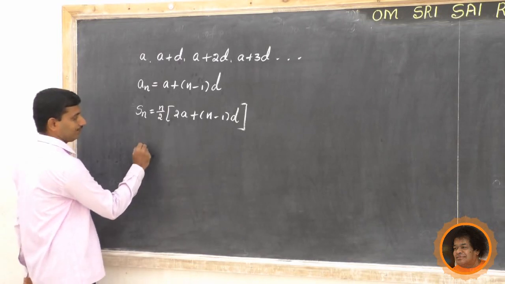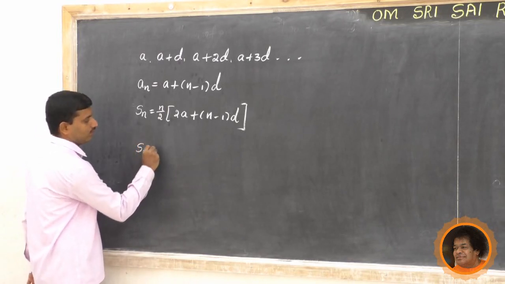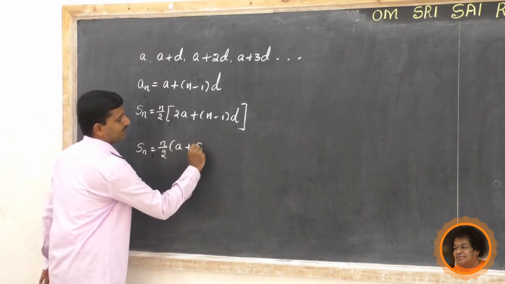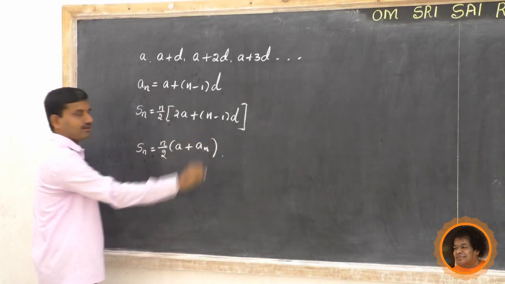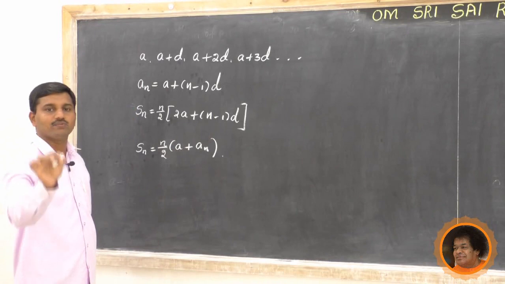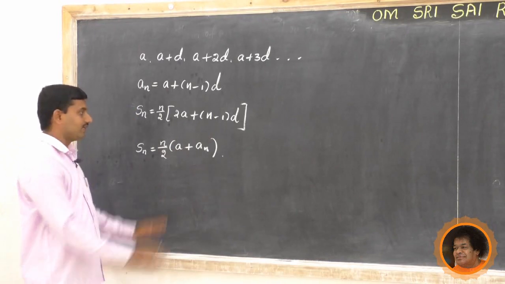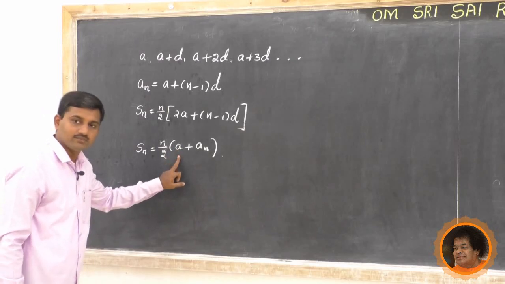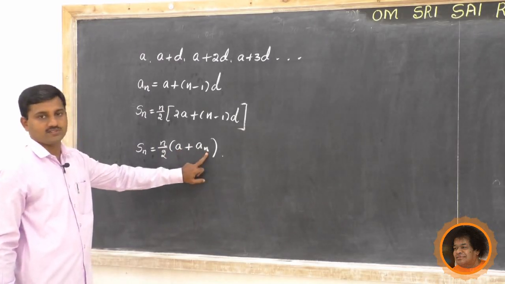And one more formula: if the first term and the last term are given, what is the sum of n terms of an arithmetic progression? Sn equal to n by 2 into (a plus an). This is the formula to find the sum of n terms of an arithmetic progression if the first term and the last term are given. Here a is the first term and an is the last term.